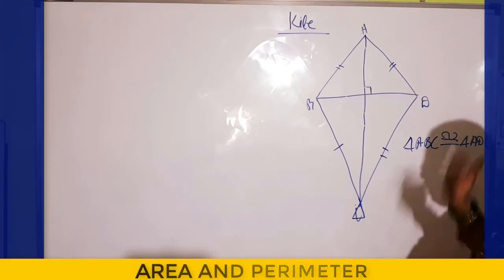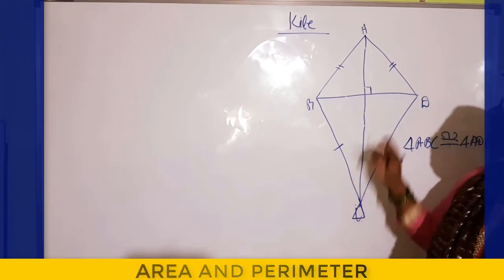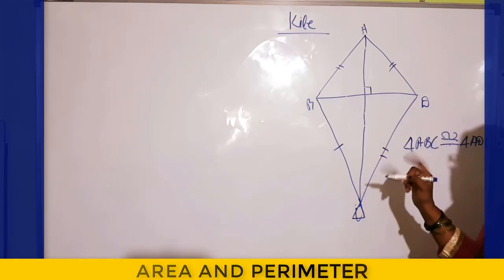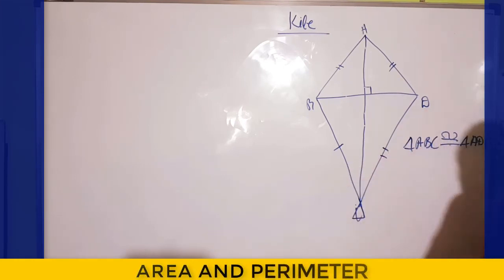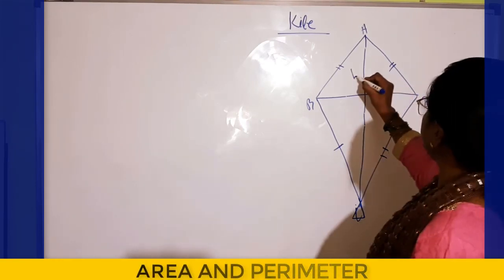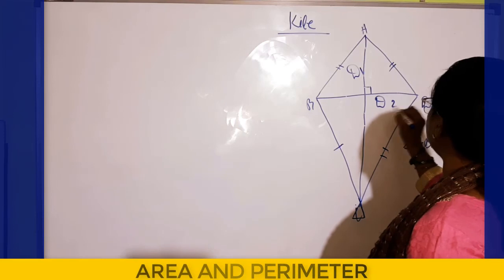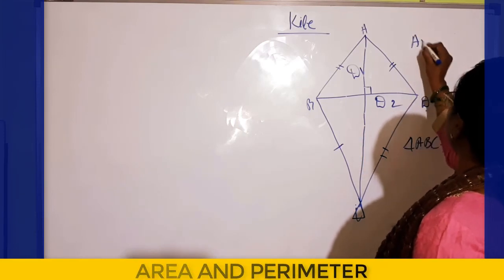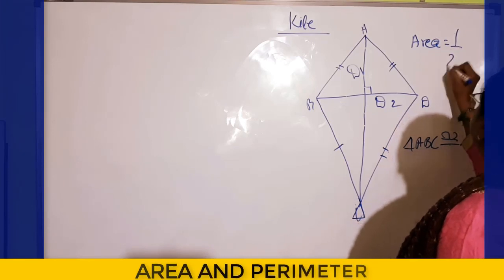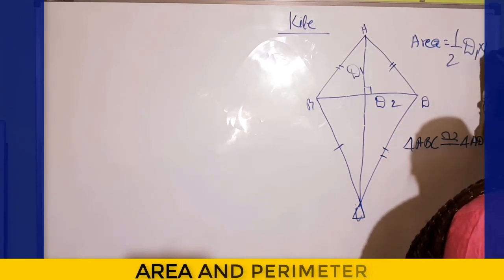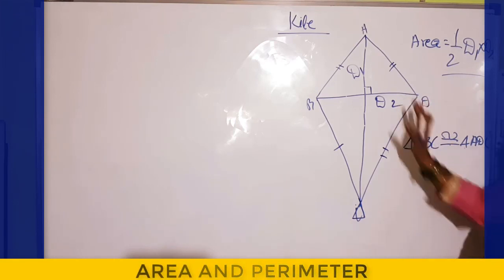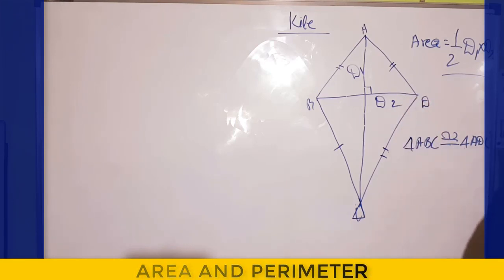And in higher classes it is given that the area of a kite is half into the product of the diagonals. Suppose this one is D1 and this one is D2. Then the area of kite is equal to half into D1 into D2. That is not in your syllabus. I just told you to help you understand. Okay.